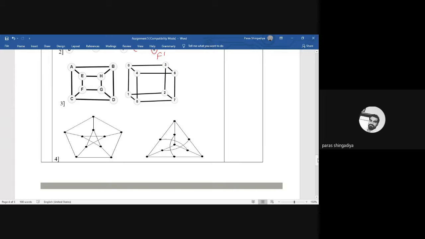Aditya, can you hear me, Aditya? Aditya, have you done it? Second, third, fourth graph. Okay, nice. Second is isomorphic, that we already discussed before 10 minutes.